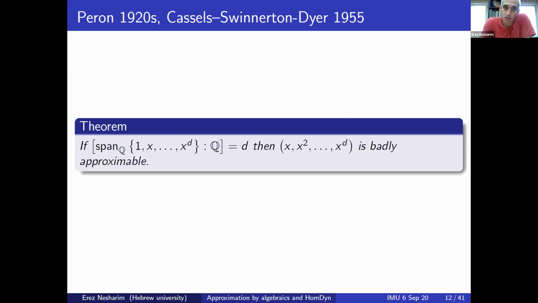Okay, so a bit about the history of this problem. For every D, there is an explicit example of a badly approximable vector that you can make out of powers of a number. If this condition is satisfied, that x and its d powers span a field extension of Q that is of degree d, then x is badly approximable by algebraics of degree d. Is this the same as saying that x doesn't vanish by a polynomial with rational coefficients of degree d or less?